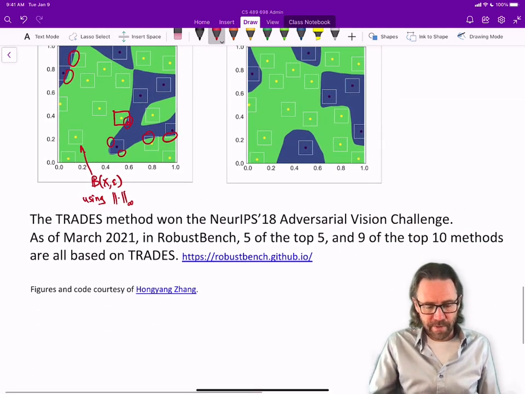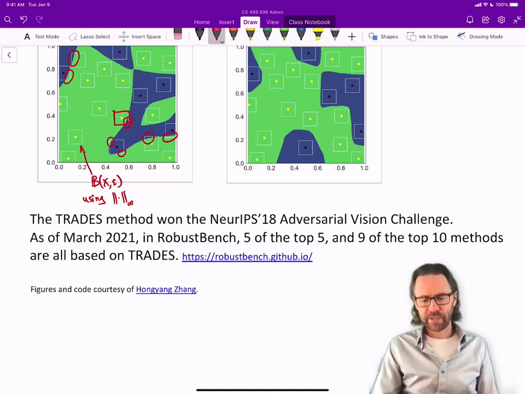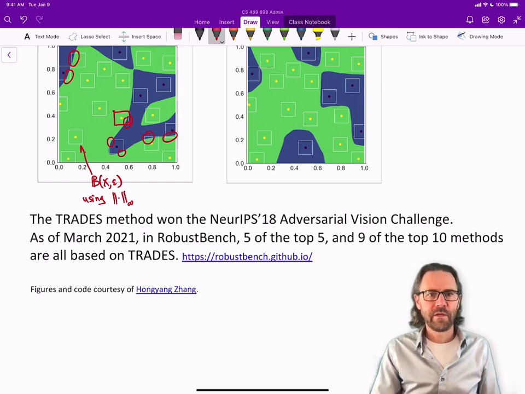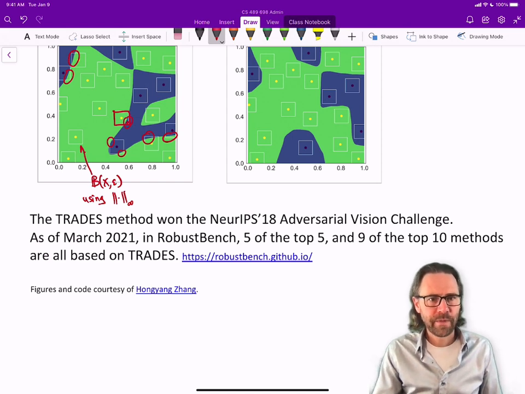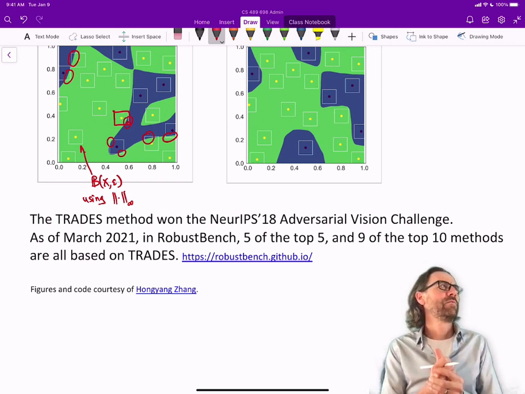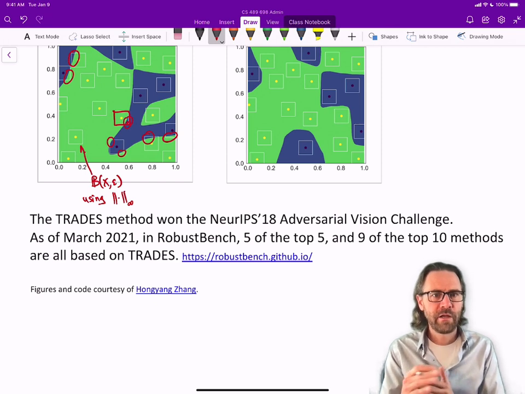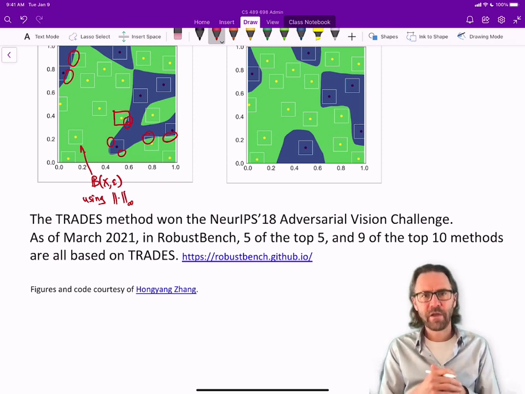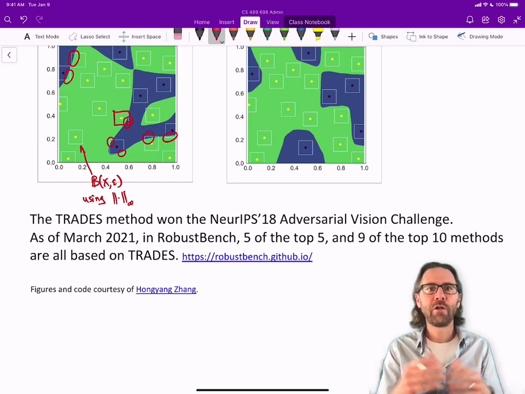So the TRADES method won the NeurIPS, Neural Information Processing Systems, 2018 Adversarial Vision Challenge. NeurIPS is pretty much the premier conference on neural networks. So this won that year, and since then it's basically become one of the standard, top of the line, state of the art methods. As of March 2021, in RobustBench, which is this web page I've got linked here, 5 of the top 5 and 9 of the top 10 methods on that leaderboard are all based on the TRADES method.